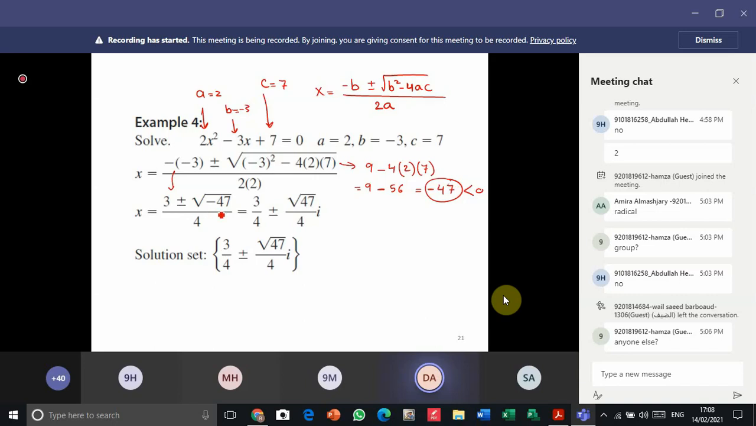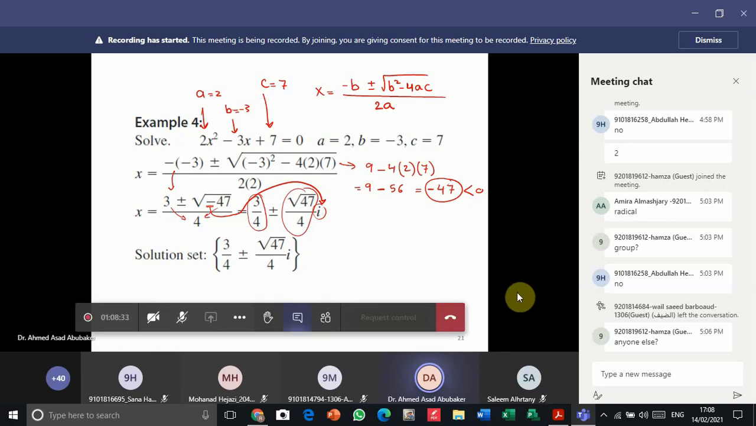Okay, this one. If we have a negative inside the radical, what does this mean? This means put i. Remove the negative and put i. So we have 3 over 4, this one, and the radical 47 over 4, this one, remove the negative and put i. So we have 3 over 4 plus or minus radical 47 i over 4. Okay, any questions?